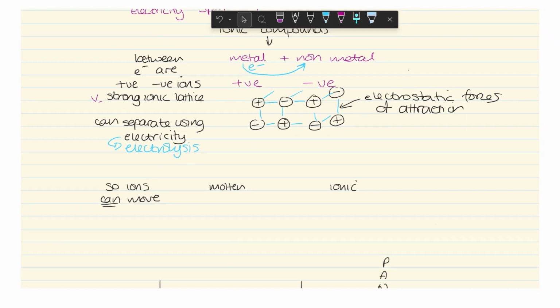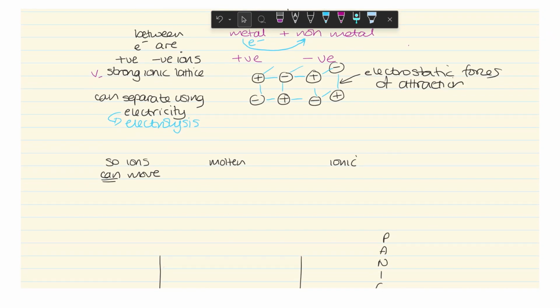Now, if we've got this large ionic lattice, this ionic compound, and we want to separate it, it's not going to do anything in its ionic lattice form. Nothing can move. They're all in a fixed place because there's a very strong electrostatic force of attraction. We'll put the word strong here to remind ourselves. So before we can do anything, if we want to separate these ions, they need to be free to move. And for them to be free to move, we need to either melt our ionic compound or dissolve it.